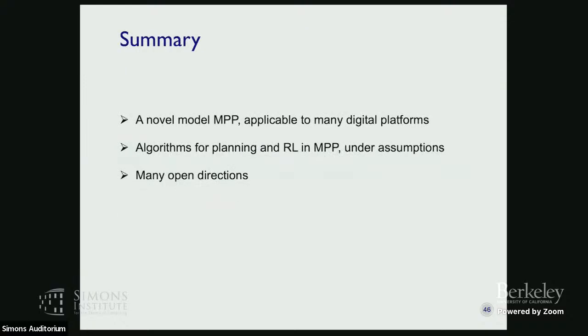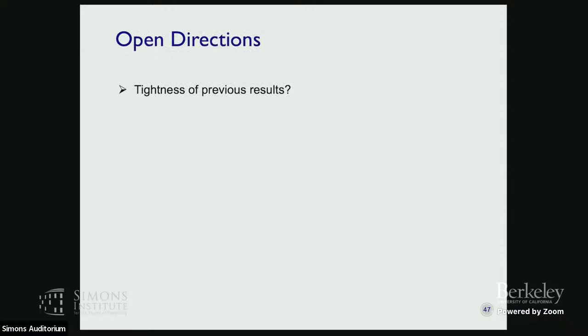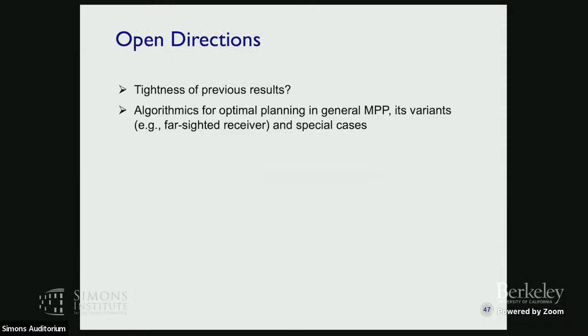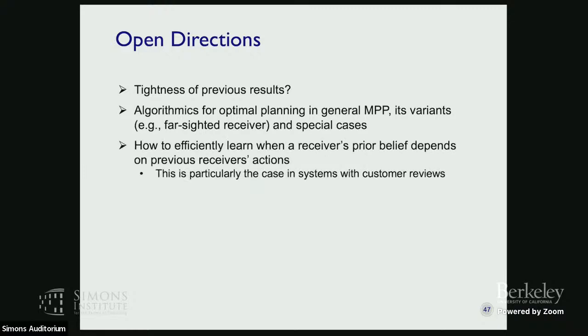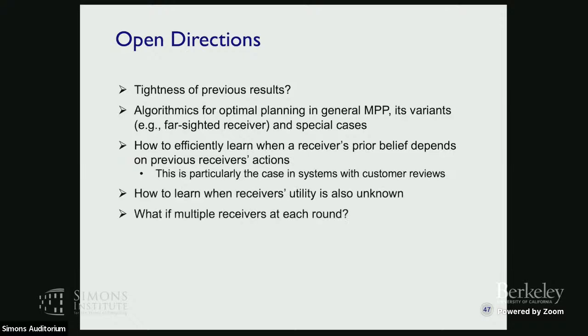I'll just stop here by summarizing. We introduced the novel model of Markov persuasion process applicable to many digital platforms. We have an algorithm for optimal planning and RL under some assumptions, but in general there are a lot of open directions. For example, how tight is our result? What about the algorithm for general MPP? How do we efficiently learn when you don't assume the receiver's belief is exogenous? And there are many other variants of the problem as well. For example, what if you don't know the receiver utility either? What if the receiver is far-sighted as well? What if there are multiple receivers in the same round? So all these questions are open. That's it for my talk. Thank you.